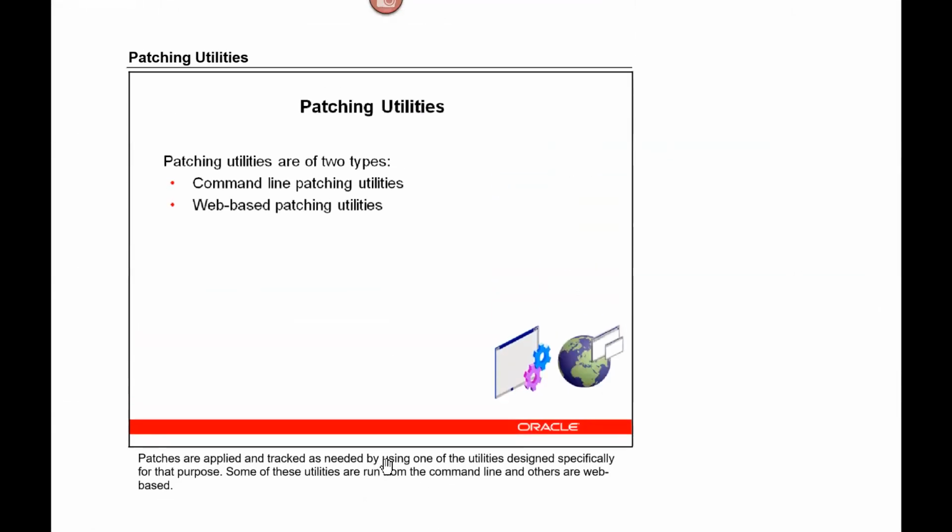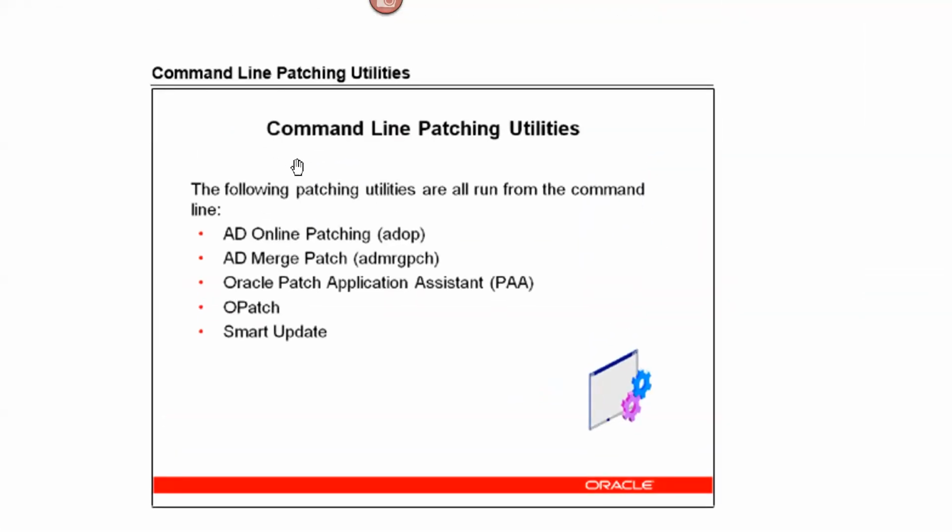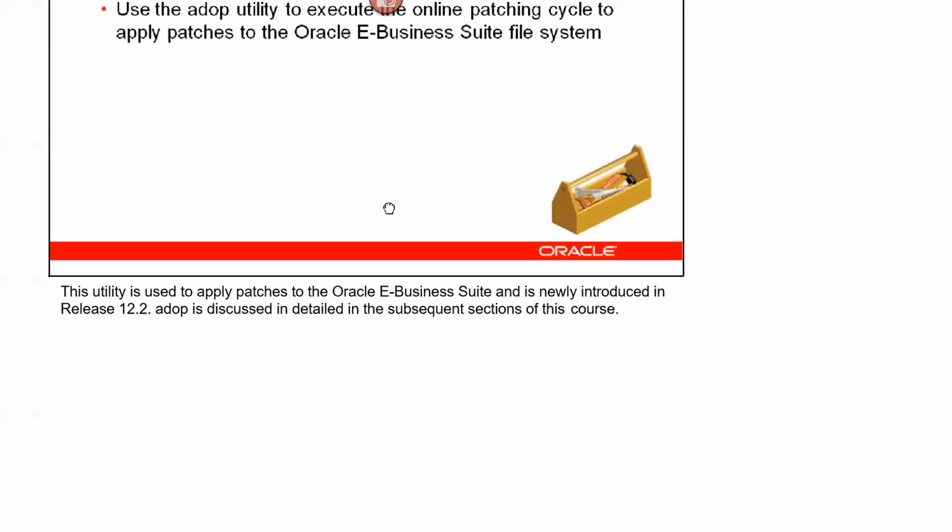We have patching utilities of two types. One is command line, and the other is web-based patching utilities. We will see both of them. Command line utilities are ADOP, AD merge patch, patch application assistant, OPatch, and smart update for the WebLogic patches. But mostly we'll be using ADOP. These are the Oracle home patches, and these are the WebLogic patches.